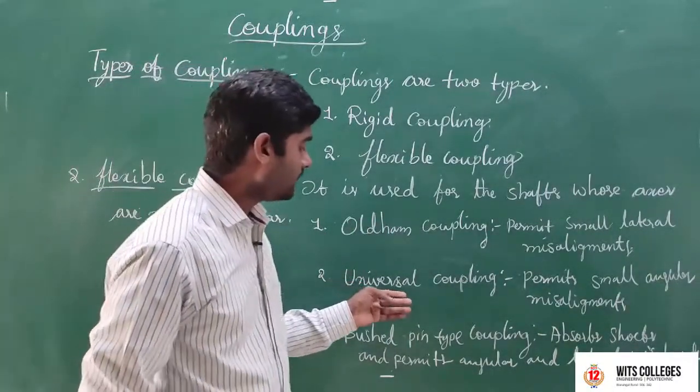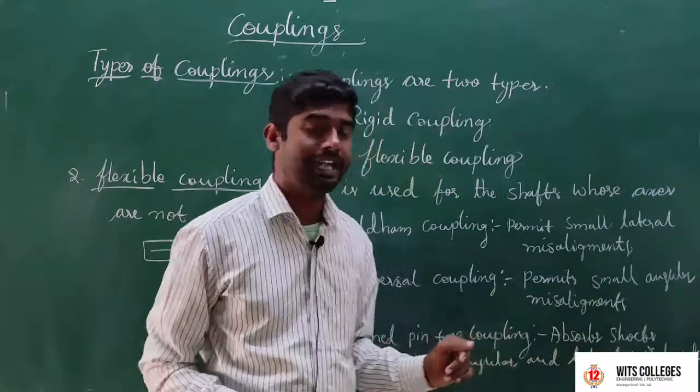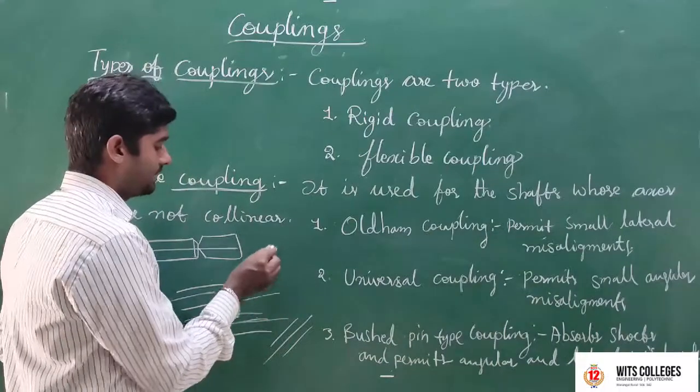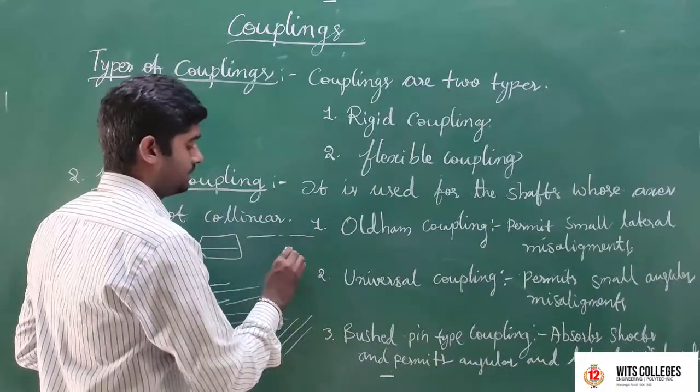Next, the universal coupling permits small angular misalignments. Angular misalignment is like one shaft axis like this and another shaft like this.